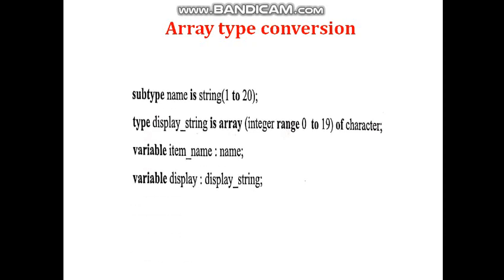Suppose we have the following declarations in the model. We will take a simple example of that one. Subtype name_string is string(1 to 20). Type display_string is an array of integer range 0 to 19 of character. Variable item_name of name_string, variable display of display_string. We cannot directly assign the value of item_name to display as the types are different, but we can write the assignment using a type conversion: display := display_string(item_name).